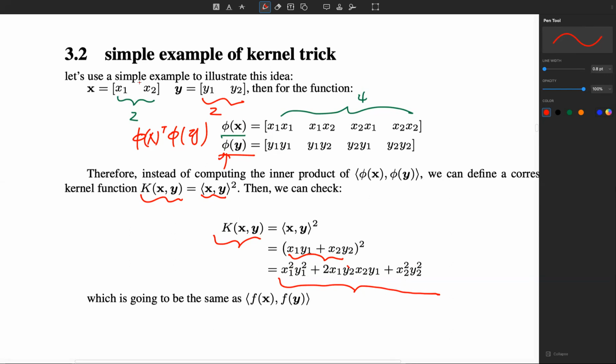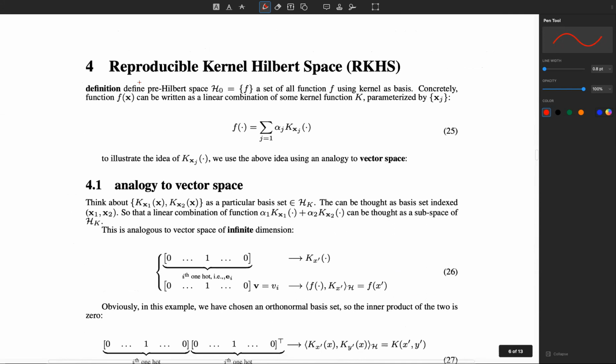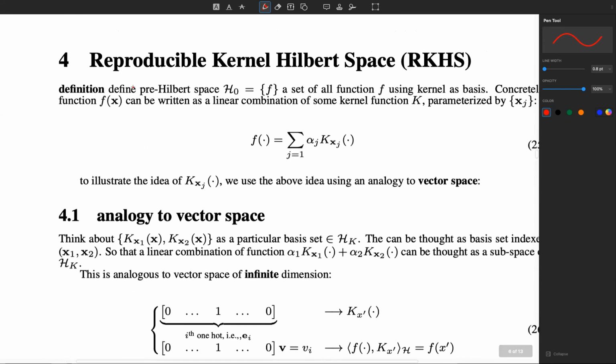If there are no more questions, I'm going to show you something slightly more difficult than what I've shown you. Well, I wouldn't say difficult, just slightly more theoretical than what I've just shown you, which is called the reproducing kernel Hilbert space. I'm sure this is the most exciting part of the lecture.